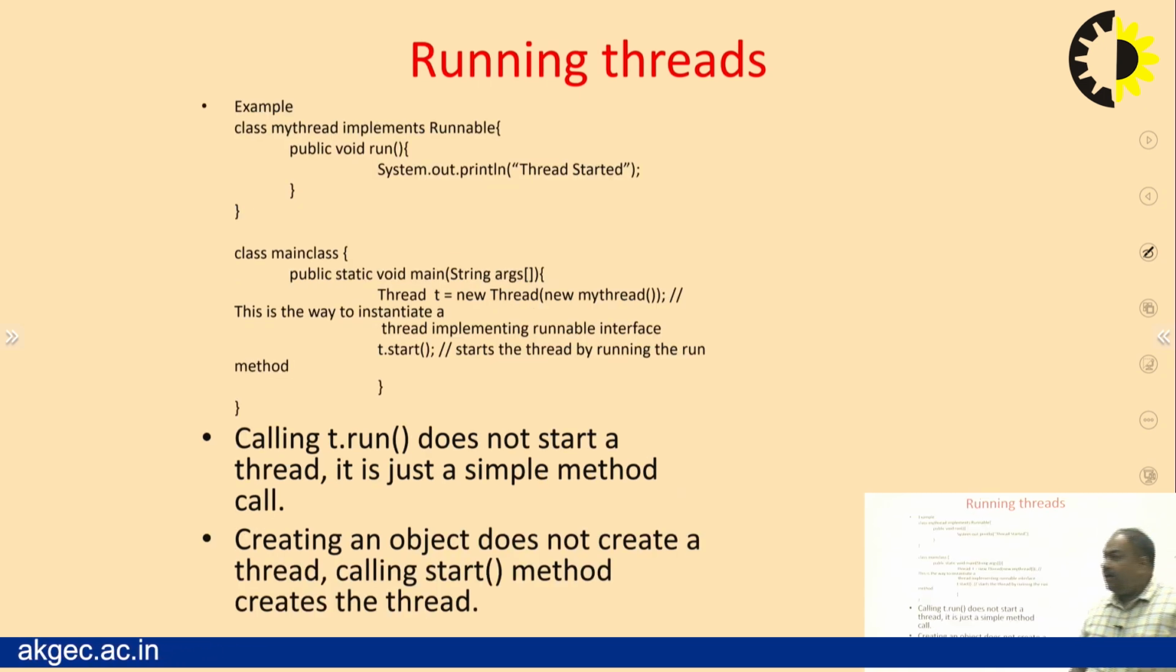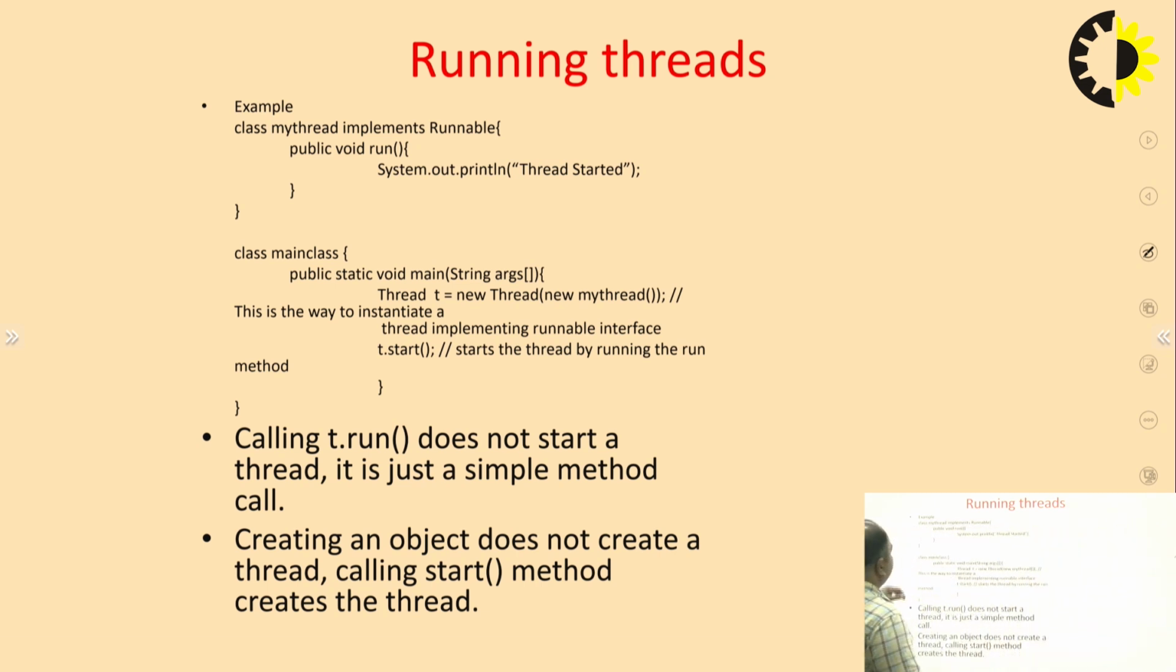How do we run the thread? This is a simple small program which we show as an example. First, I create a class MyThread that implements Runnable, and in the run method we say that the thread is started. In the main class, we create an object of the thread and start the running of this thread. So we write t.start, and what is t? t is the object of this thread which we have created.